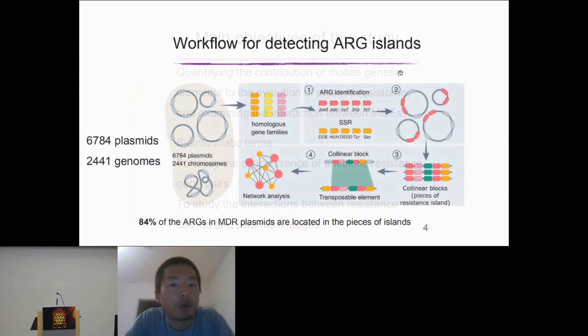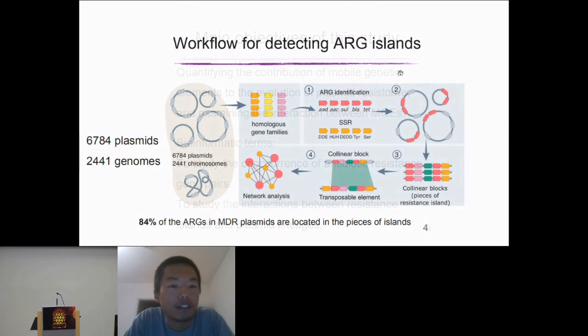This is my basic workflow. I focus on three genera: Escherichia, Salmonella, and Klebsiella. They are famous for multi-drug resistance plasmids. There are multiple plasmids and they carry multiple antibiotic resistance genes.